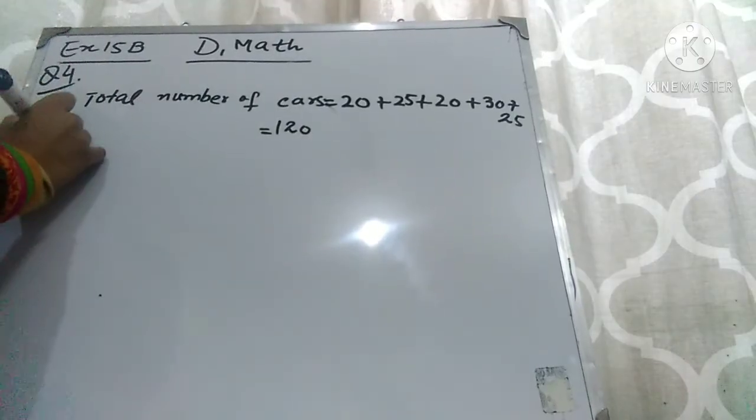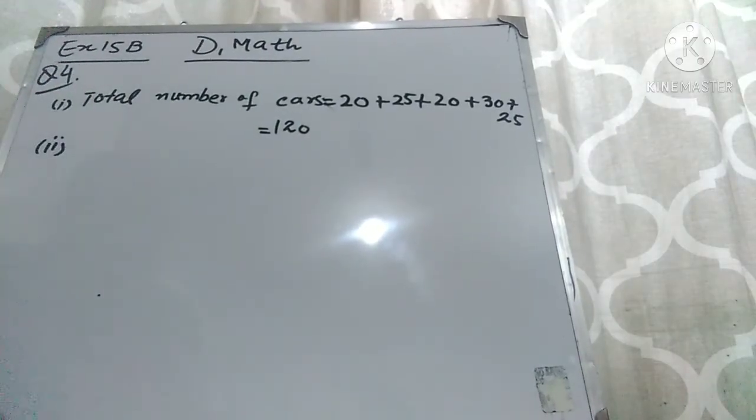Okay, the second part is find the total number of people in all the cars. Students, now what you need to do is, as you can see in the bar graph, it's written number of people in each car. So one person is sitting in 20 cars. So the bar goes till 20. Now we are sitting 1. So there is one person, and the bar goes till 20. It means that there are 20 cars in which one person is sitting.